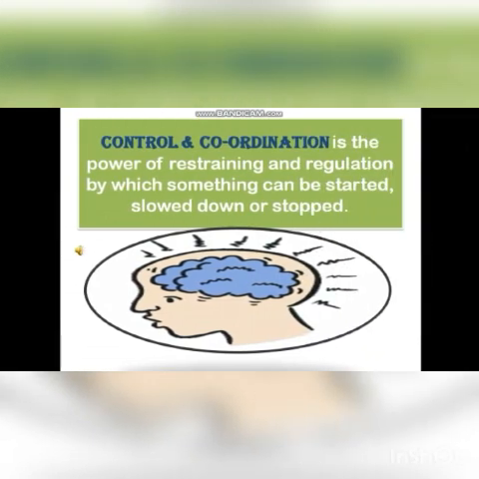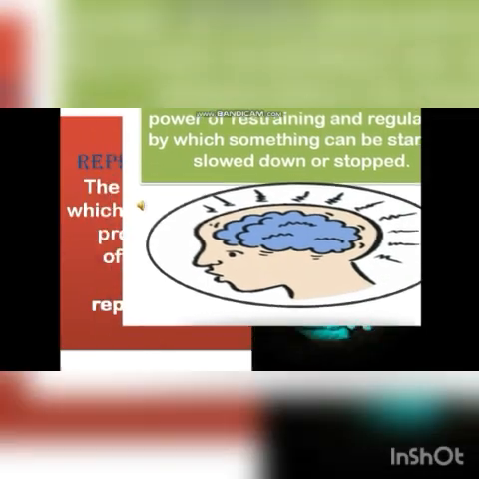Now, control and coordination. Control and coordination, students, is all about synchronizing between different parts of the body, as it is the power of restraining and regulation by which something can be started, slowed down, or stopped. Basically, it is about controlling and coordinating the things that happen in the life processes.